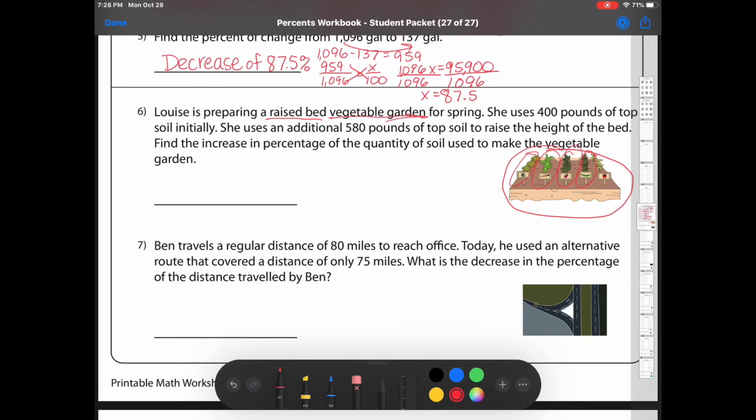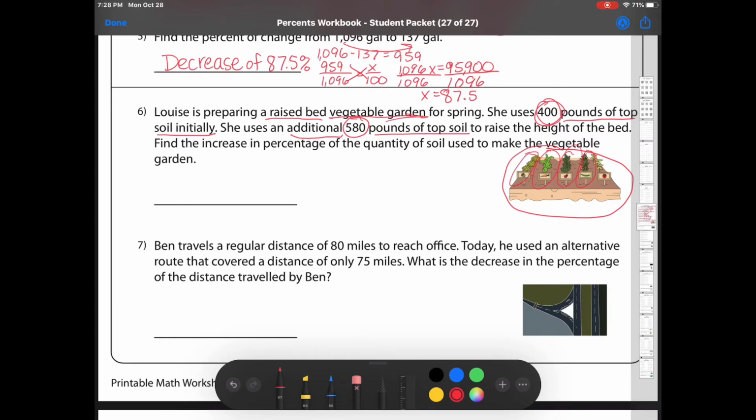So just a little background knowledge, she's going to put a bunch of soil in there to grow vegetables. It says she uses 400 pounds of topsoil initially. Then it says she uses an additional 580 pounds of topsoil to raise the height of the bed. It says find the increase in percentage of the quantity of soil used to make the vegetable garden.